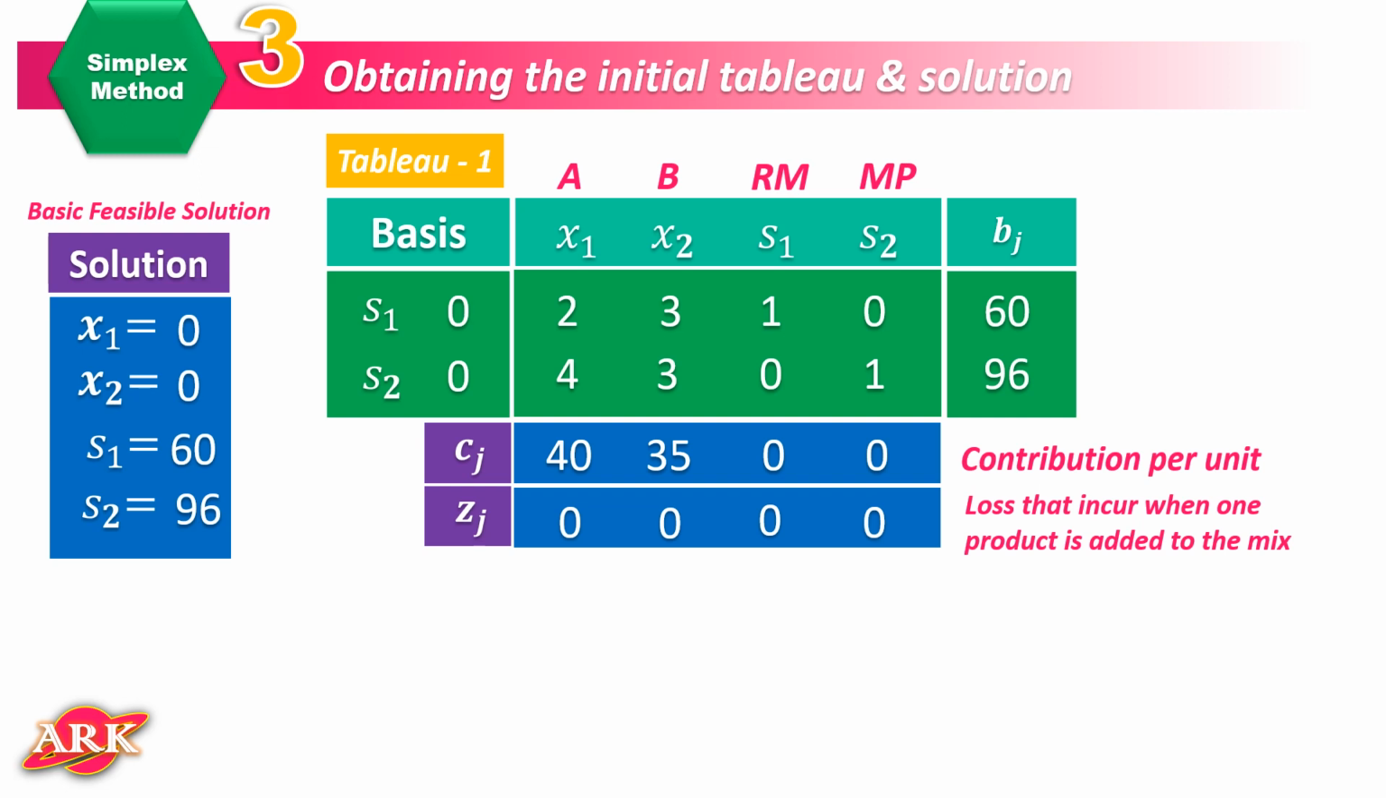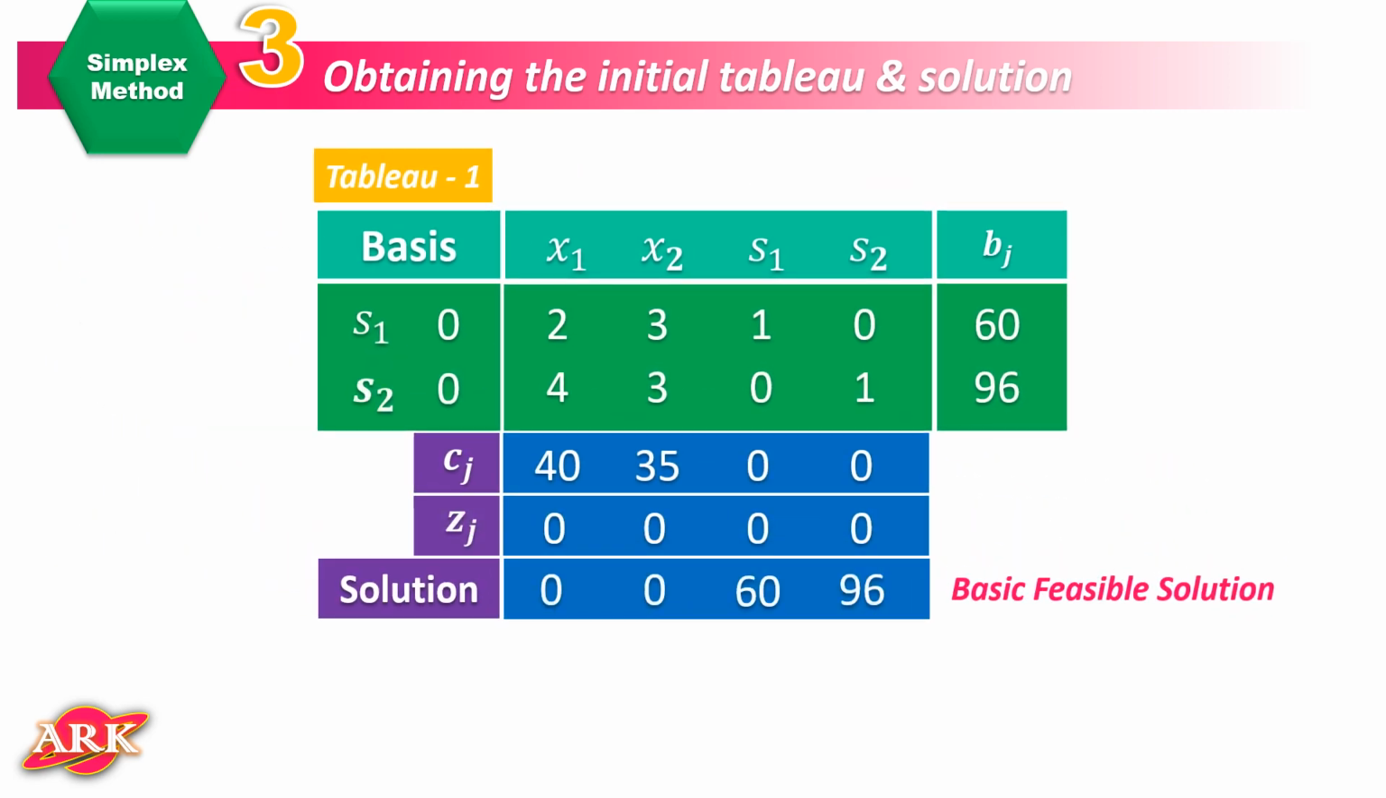From this, if we want to produce any unit of A or B, we have to take some raw material and manpower from the slack. Since the costs of s1 and s2 are 0, 0, we need not take any cost, so that the Zj values are zeros for all the variables.